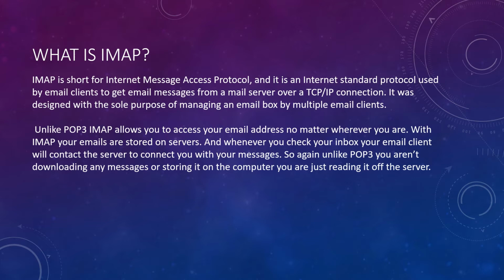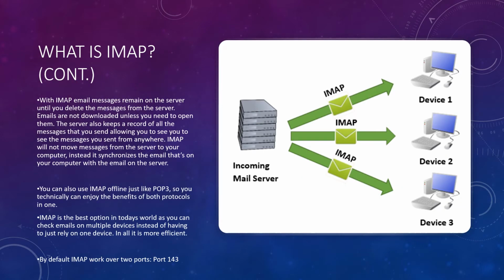With IMAP, emails are stored on servers, and whenever you check your inbox, your email client will contact the server to connect you with your messages. So again, unlike POP3, you aren't downloading any messages or storing them on the computer. You're just reading them off the server, just mirroring it. I put a picture to illustrate what I was talking about, where there's a server and you use any device. It's not just one device like POP3, but multiple devices. You can log in and just get your information from the server.